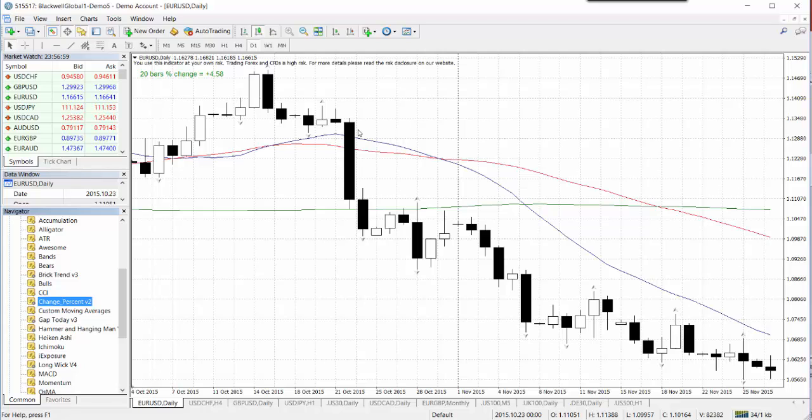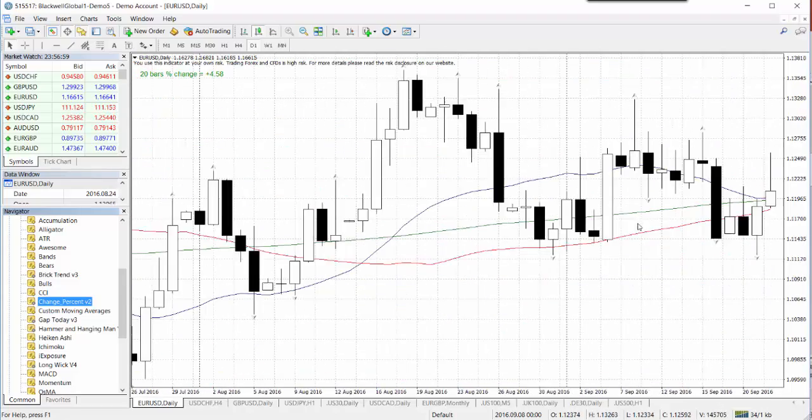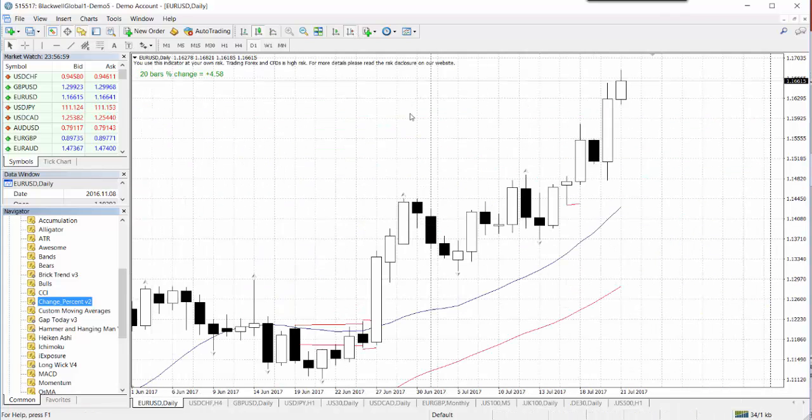And what you'll see up here in the top left-hand corner of the screen is the look back period. As you can see here, it says 20 bars, and invariably what has been the change. In this particular case, on the euro dollar daily, of the last 20 daily bars, we've seen an increase, a growth of 4.58%. If I just scroll to it there.